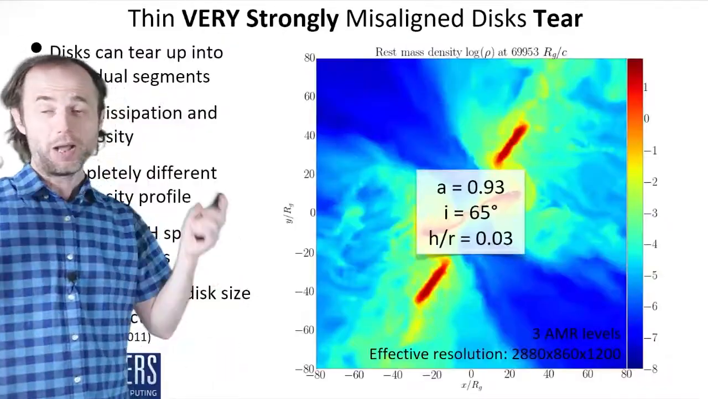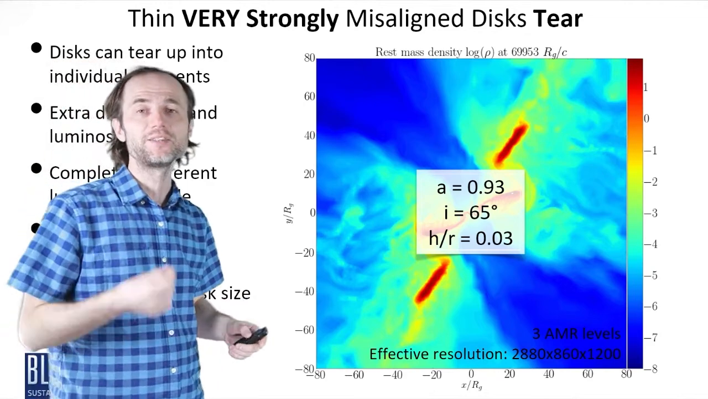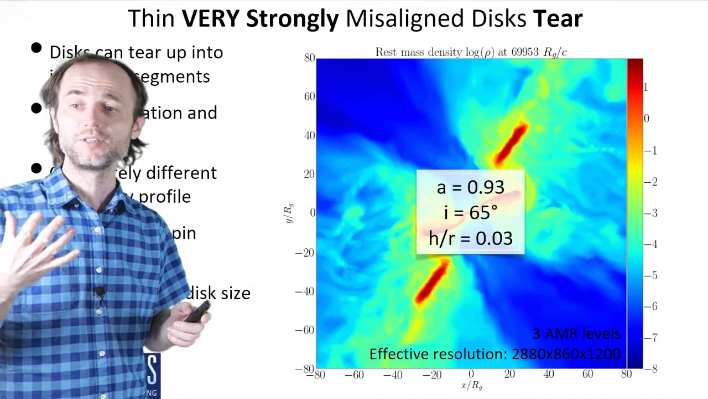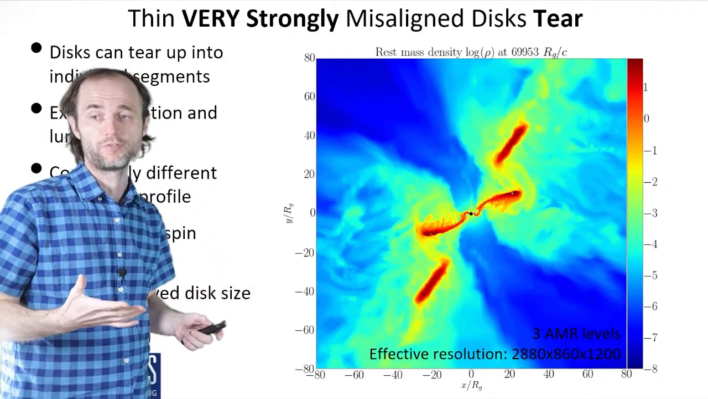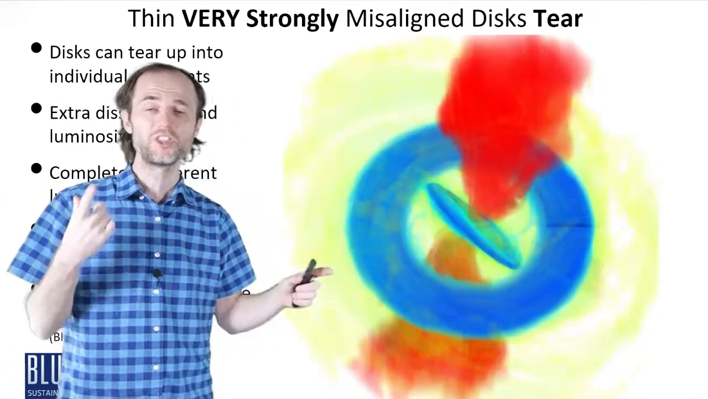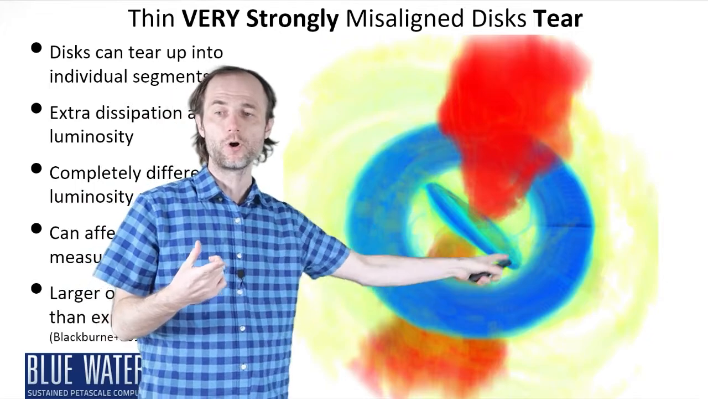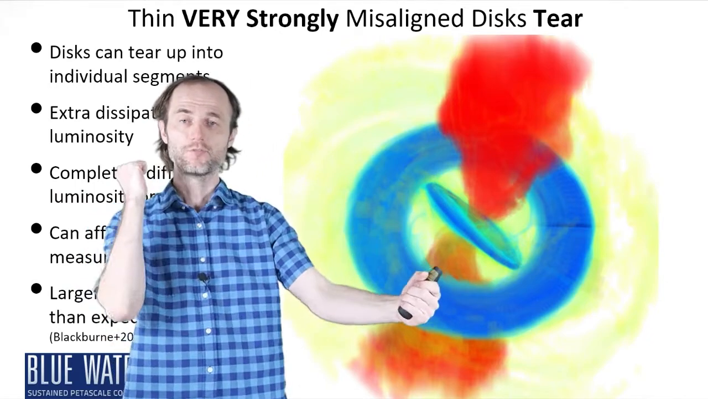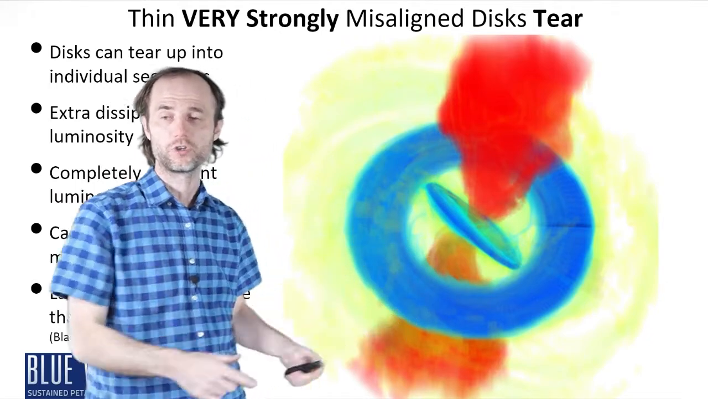So, jets are still there. What if we tilt the disk even more? What if we tilt the disk by 65 degrees instead of 45 degrees? And you see something interesting is going on over here. If we look in 3D, we see that the inner part of the accretion disk has torn itself off of the outer part of the accretion disk.